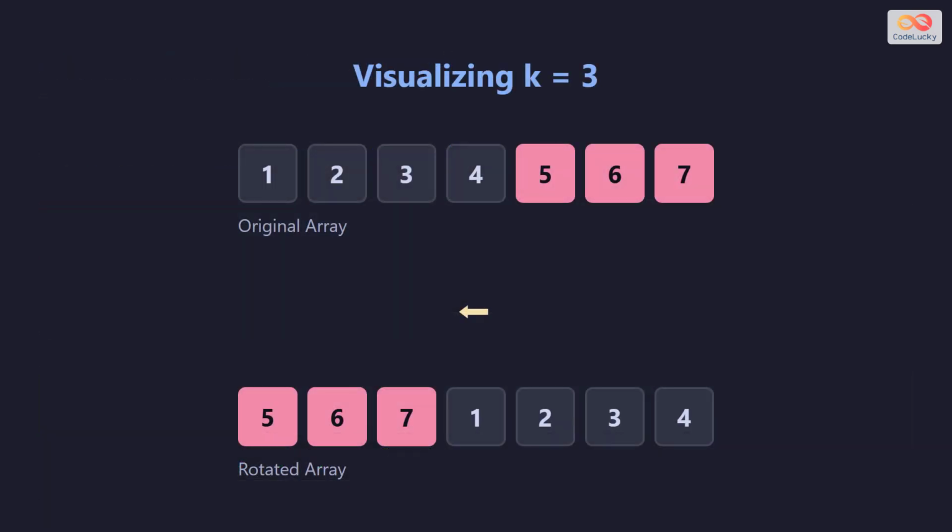Here is a visual representation of that example. Notice how 5, 6, and 7 shift from the end of the array to the beginning. The elements 1, 2, 3, and 4 shift to the right to make room.